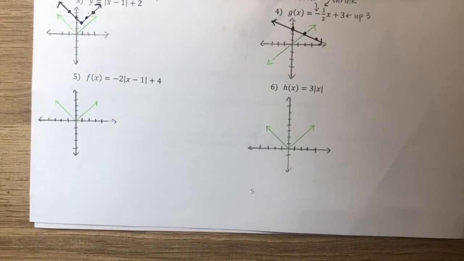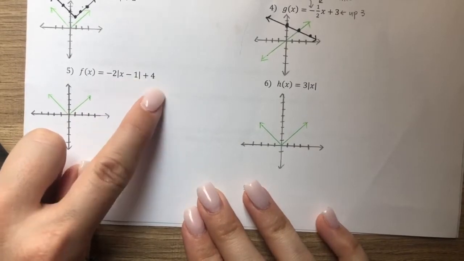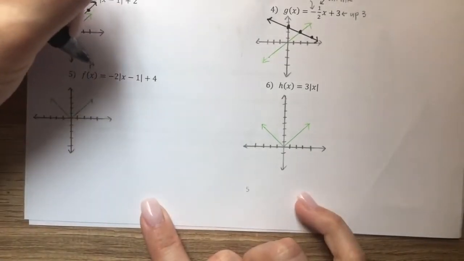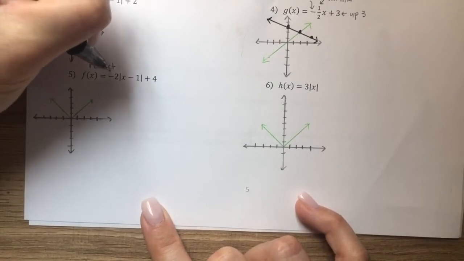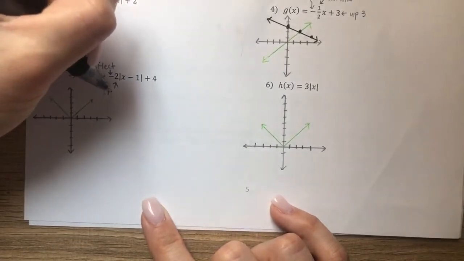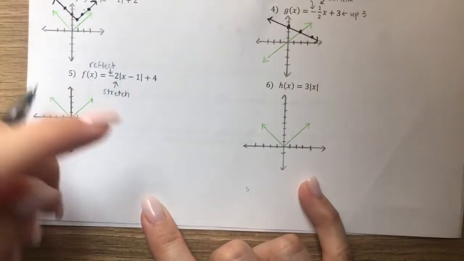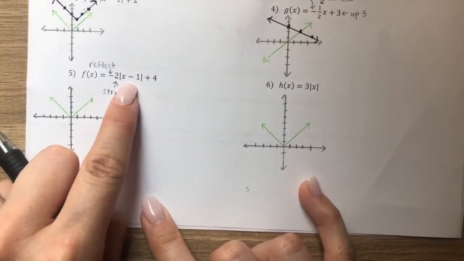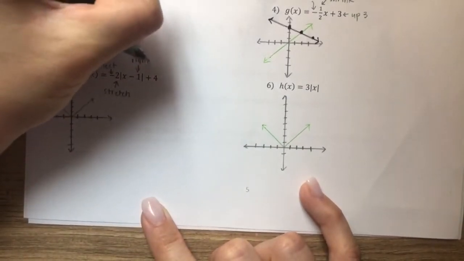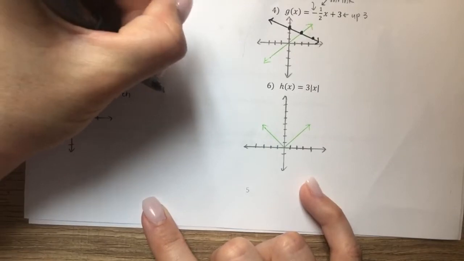And then for number 5, f of x equals -2 times the absolute value of x minus 1, plus 4. So we'll talk about all the different transformations. This negative out in front tells us that there's going to be a reflection. This 2 tells us that there will be a stretch. This minus 1 in here, there's already a negative normally embedded in there, so this is just a positive 1. So we're going right 1. And then this plus 4 added after tells us that we need to go up 4.